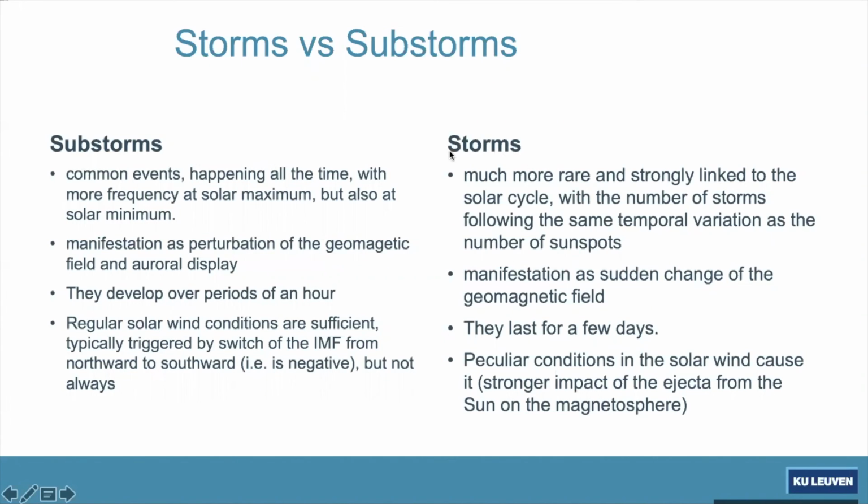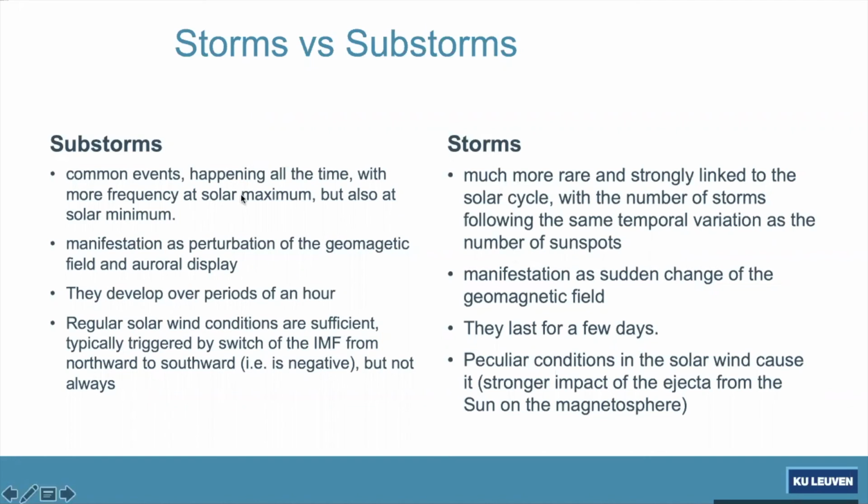Storm is what we describe. So storm is a big event happening on the sun. It's very rare. It happens only during solar maximum. It can happen multiple times a day, but normally it happens a few times a month. And during solar minimum, it can happen every few months. It's very rare. And that's due to the cloud coming from the sun and impacting the Earth.